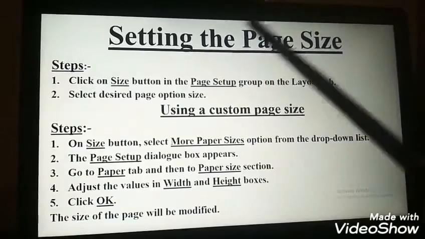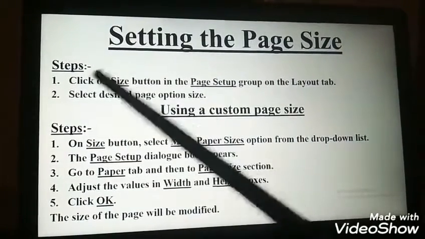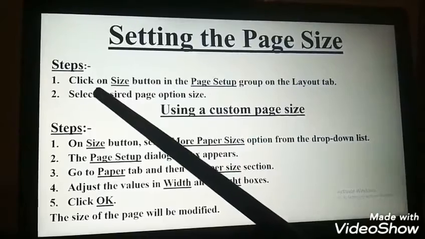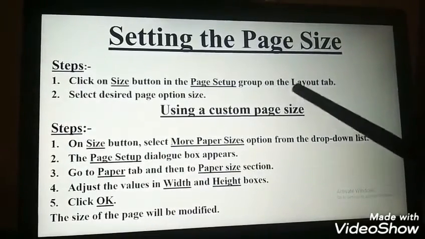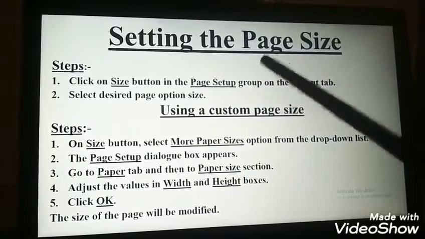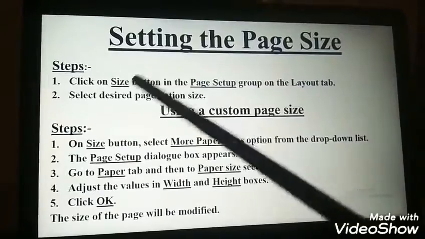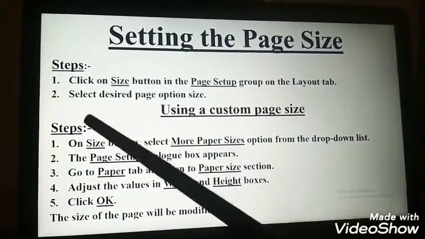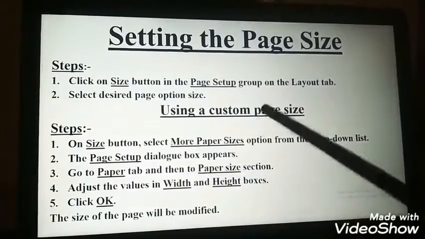Next, setting the page size. How to set the page size? It's very important, right? So, steps to set the page size. First we have to click on the size button in the page setup group on the layout tab. You will find the page setup group in the layout tab, and from that you can click on the size button and select the desired page size option.